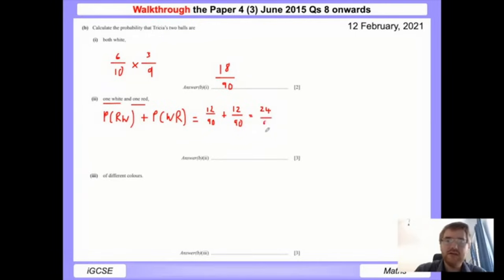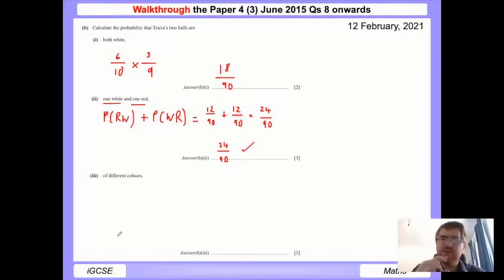Now I know with the mark scheme I can leave it like this. Kind of different to what they teach you in year 7, 8 and 9. You always simplify whenever you get the opportunity. Tree diagrams is one of the few exceptions to that. So we get 24 over 90.